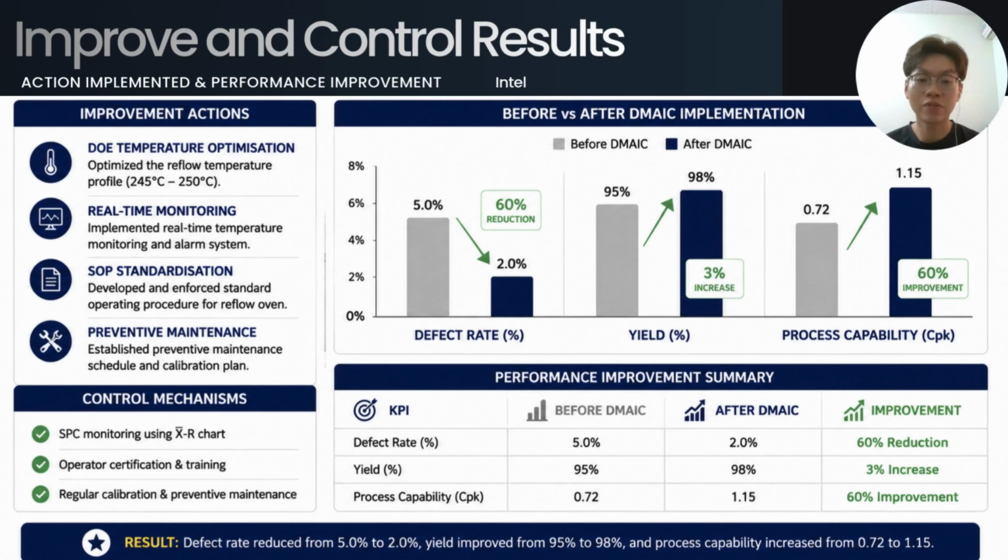And as a result, the defect rate was successfully reduced from 5% to 2%, and we saw from the process capability index that it improved from 0.72 to 1.15. So it showed that the process is more stable. Overall, the DMAIC cycle approach successfully improved the product quality and process performance.